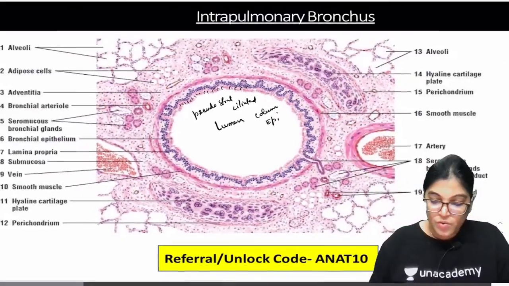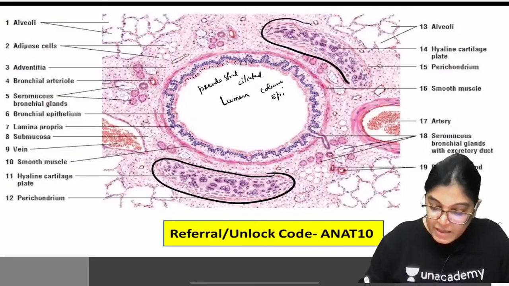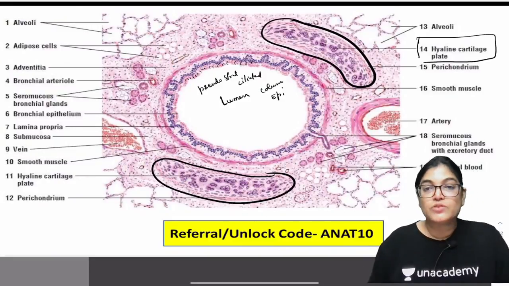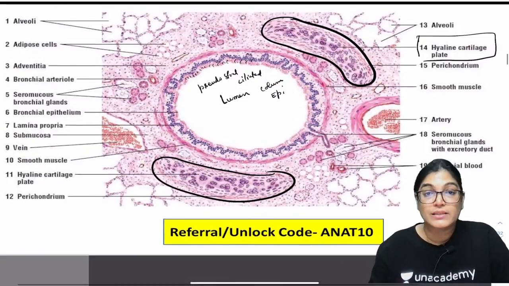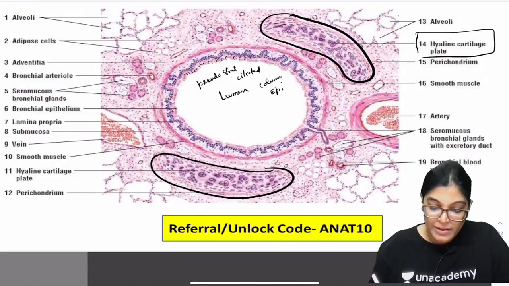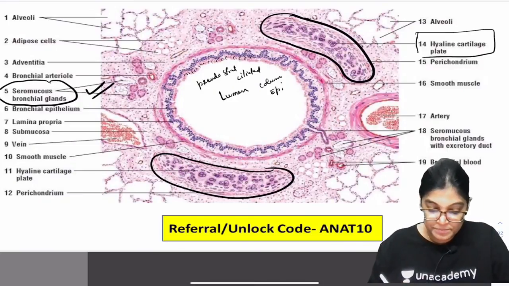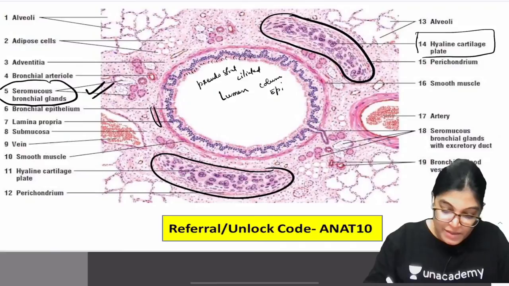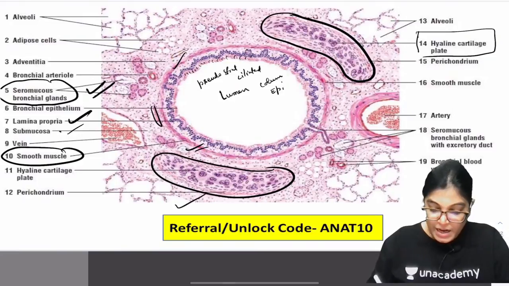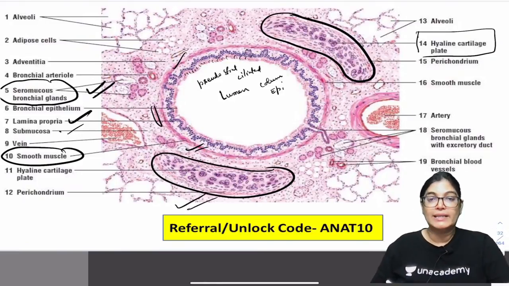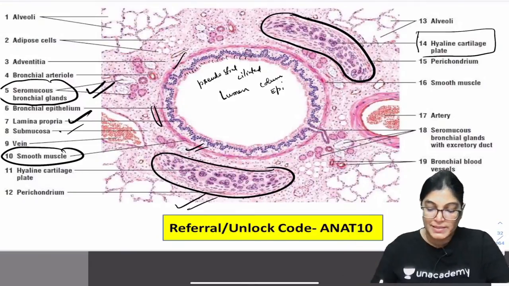Okay, so also what you can see, it is surrounded by cartilage plates. Can you see here? Hyaline cartilage plate has been shown. The hyaline cartilage plate which is surrounding the intrapulmonary bronchus is discontinuous, and also a few seromucous bronchial glands are seen in the submucosa layer. These are smooth muscle fibers. These are all submucosa lamina propria, and these are smooth muscle fibers. This is the perichondrium, the outer covering of the hyaline cartilage. So the important point is the cartilage ring has been broken in the form of plates.